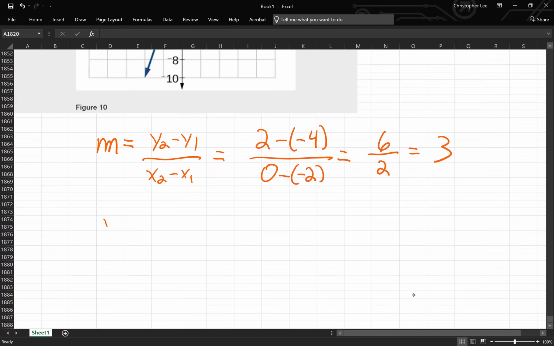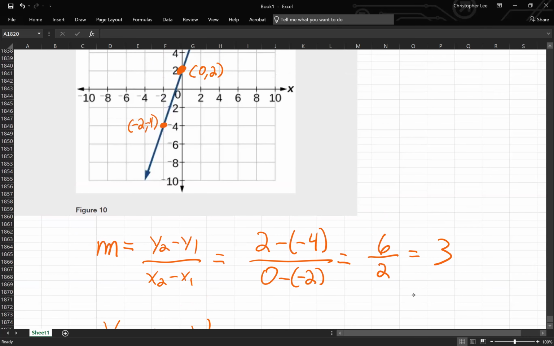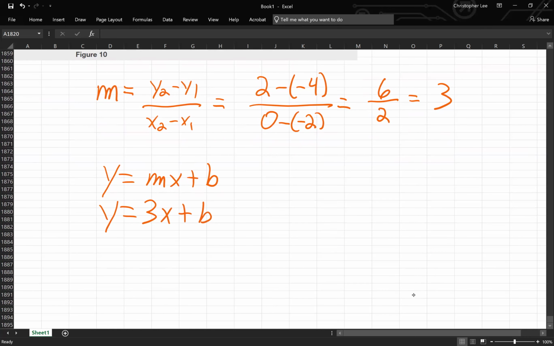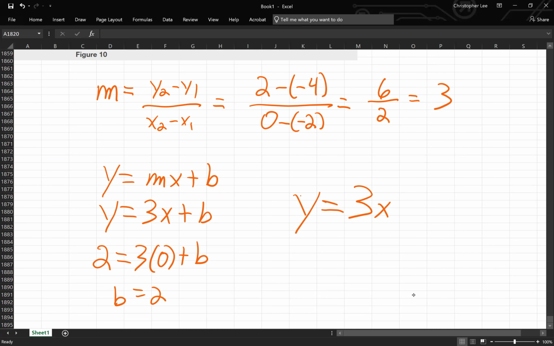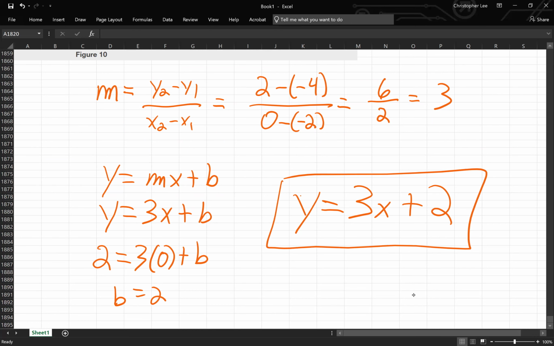So now I have y equals mx plus b, y equals 3x plus b. And I'm gonna pick one of these points. Let's do (0, 2). When x is 0, y is 2, so 2 is equal to 3 times 0 plus b. So b is equal to 2. Rewrite this: y is equal to 3x plus 2. That's my answer. Questions on this?